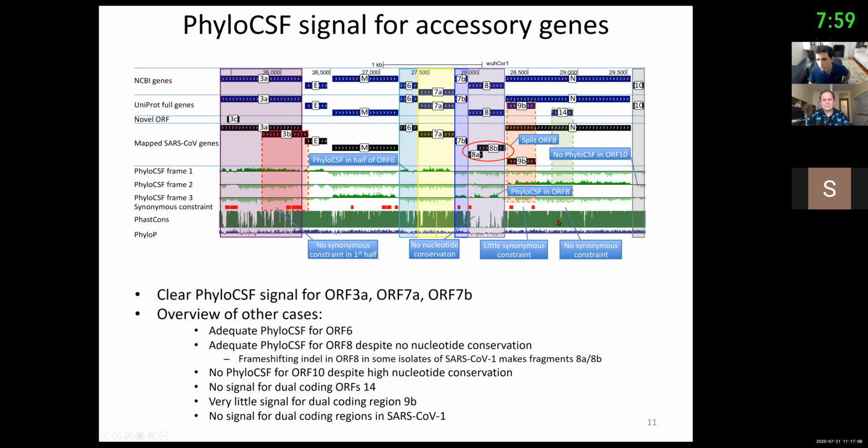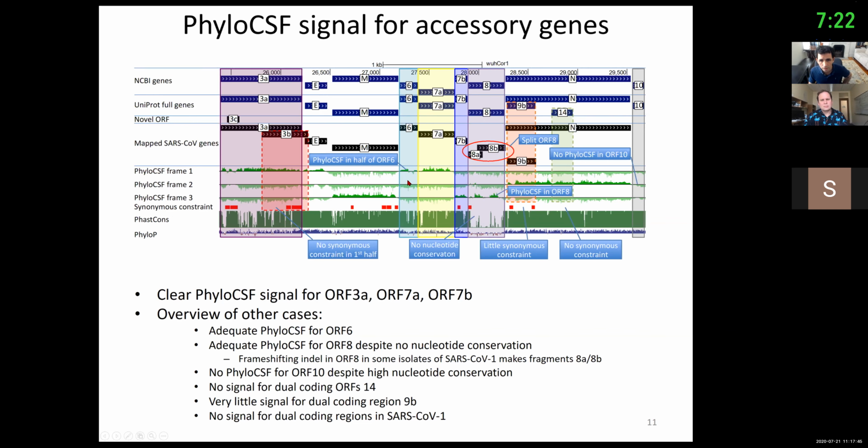And then if you look within these overlapping ORFs, ORF14, which overlaps the nucleocapsid, actually shows no synonymous constraint according to Rachel's methods, suggesting that this is in fact not a protein coding gene. And if you look at ORF10, you see that there's no phylo-CSF signal whatsoever, suggesting that ORF10 is just not an ORF. It's not a protein coding gene at all. It's probably just part of the terminal RNA structure. So this is in summary. Let's now dive into each of the details.